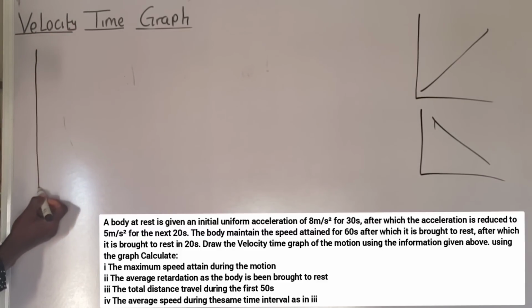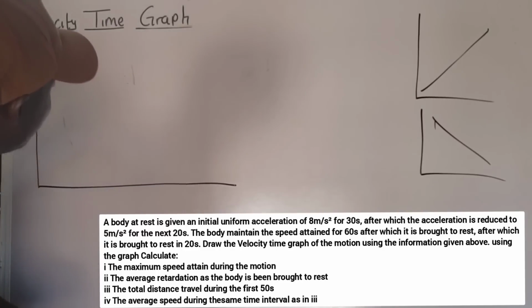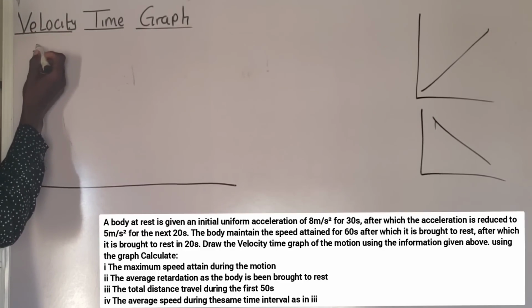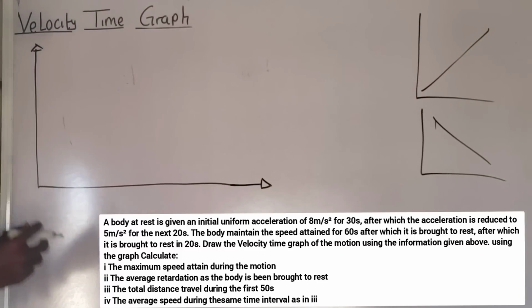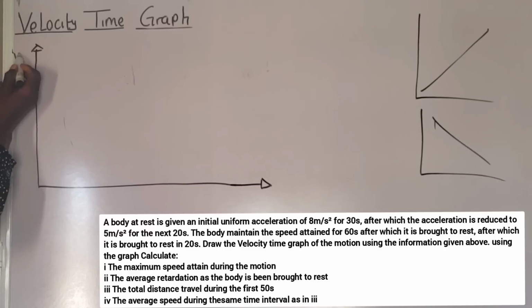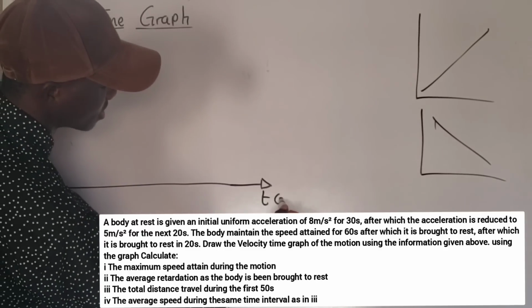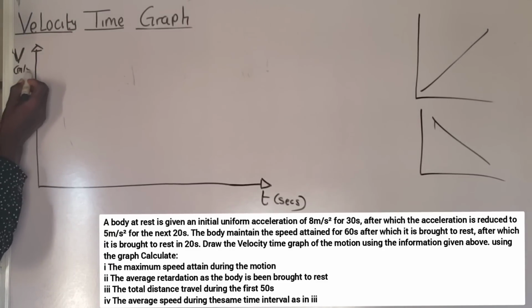Velocity time graph. Let's have the velocity time graph here. Please just pay attention. You understand? Okay? Now, this is the graph. We have velocity here. This is the velocity and this is the time. Time t in seconds, and velocity in meters per second.